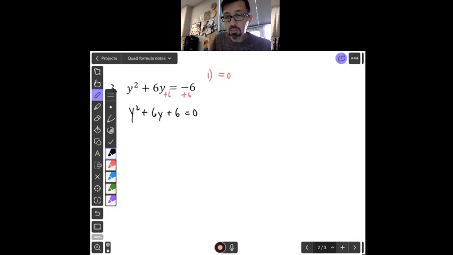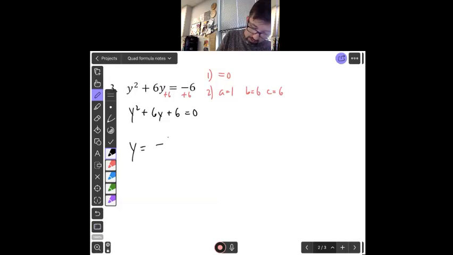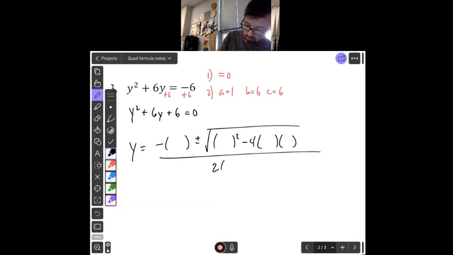Again, step 2, you feel that out for yourself. If you think you need to write down what A is, what B is, what C is, again, it's a good kind of starter. We got 1, 6, and 6. Then we should write y equals here, right? Because that's y that we're solving for, not x. Then you need to have a negative something, plus or minus something, square root, something squared, minus 4 times something, all over 2 times something.